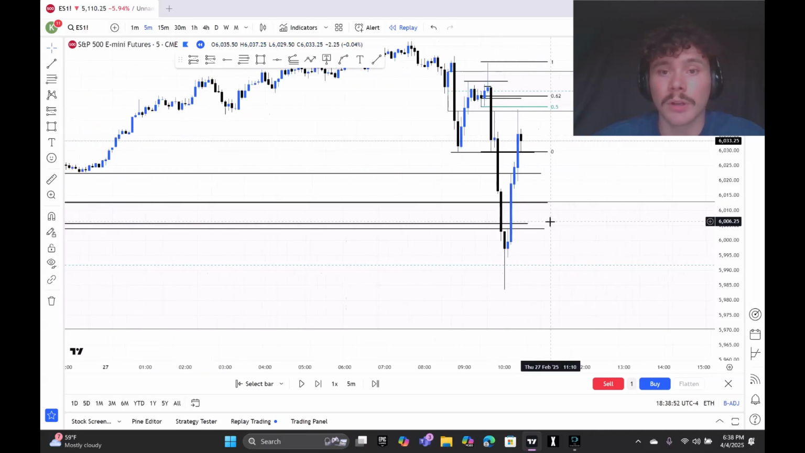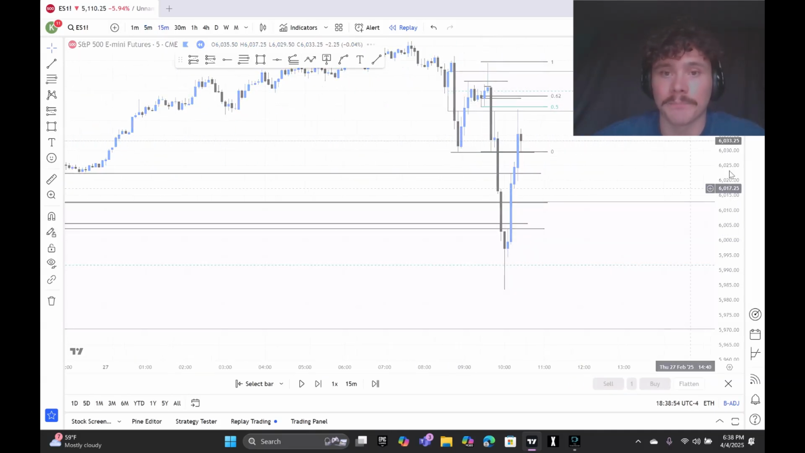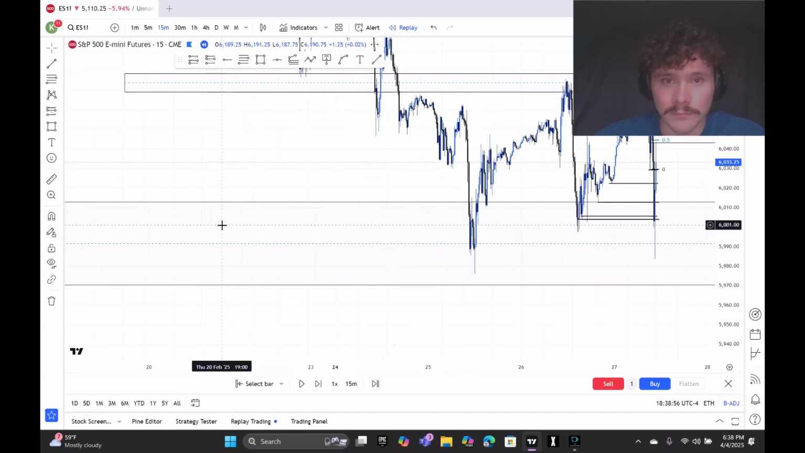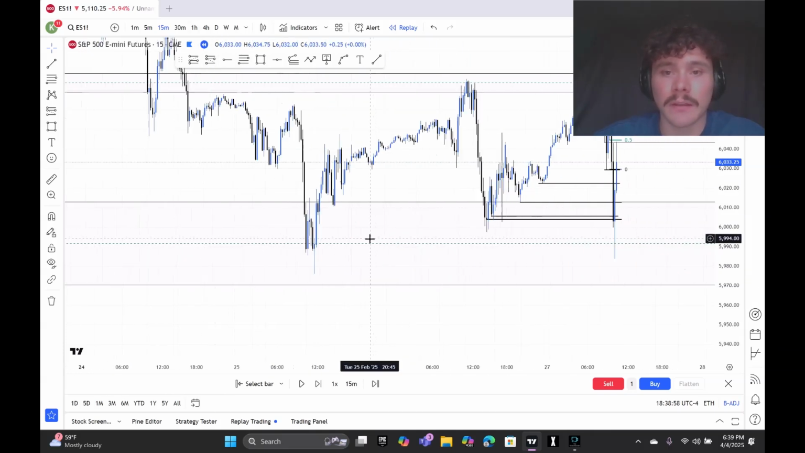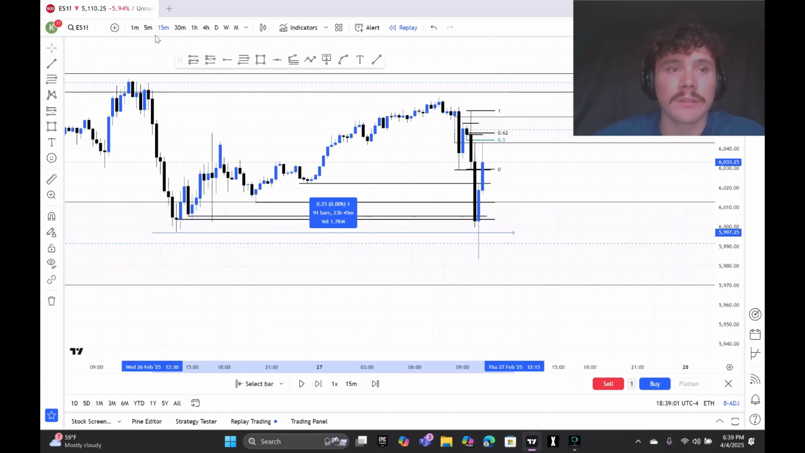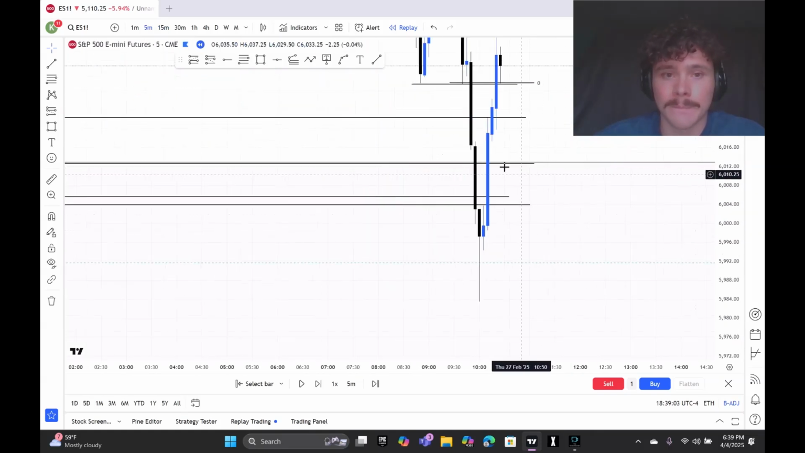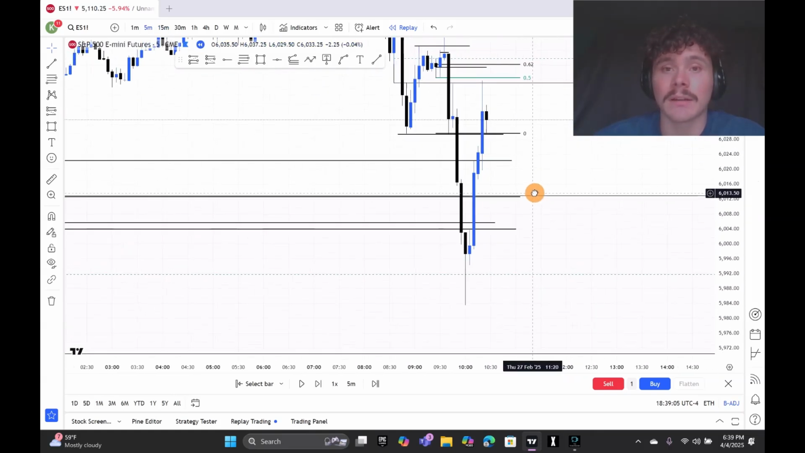Now, you could have waited and gotten in long here. We came into this, I think, daily fair value gap, swept swing lows. You probably could have gotten entry here and here. Is it as high probability? No, because you're trading against the high time frame structure and trend.